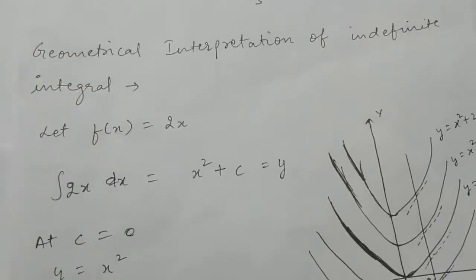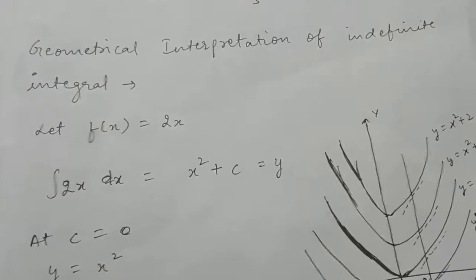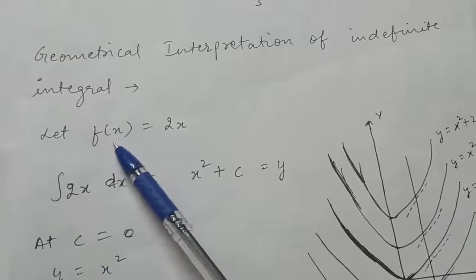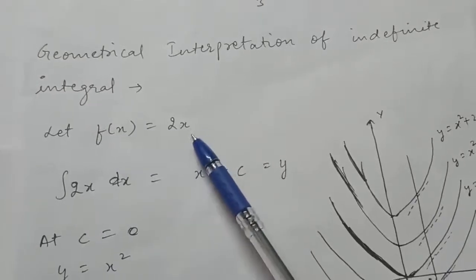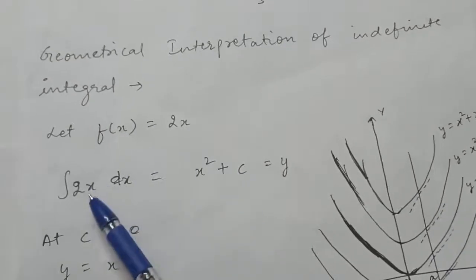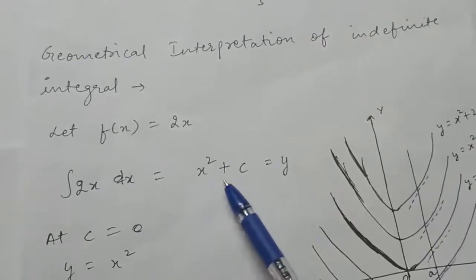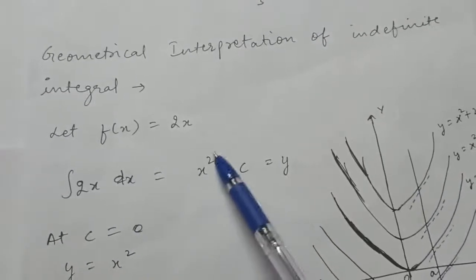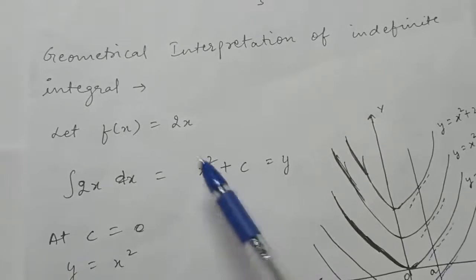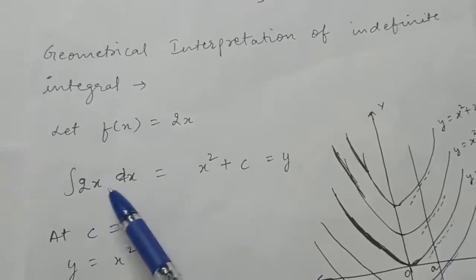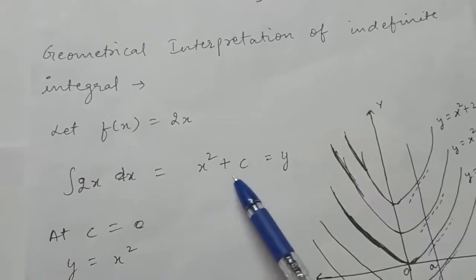Now we will discuss the geometrical interpretation of indefinite integral. See, let f of x be the function 2x. Now the integral of 2x with respect to x will be x square plus c. Why? Because the derivative of x square is 2x, right? So integral will be x square plus c.